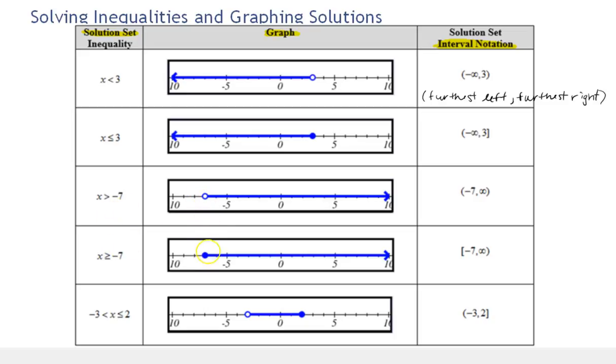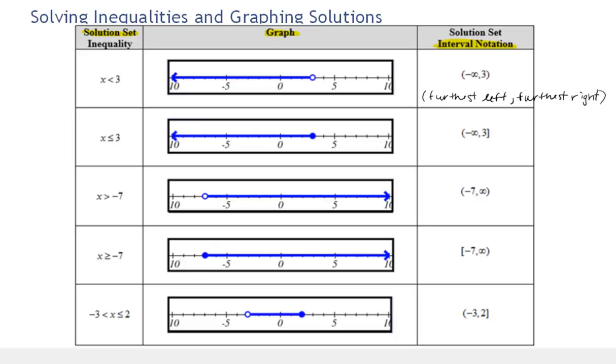Notice these are both plotted. Okay. Here the circle is filled in. Here it's not, okay, because we can include negative 7. And we want all the values here greater than negative 7. So that's to the right. And the same here. Notice the only difference is this circle is filled in.